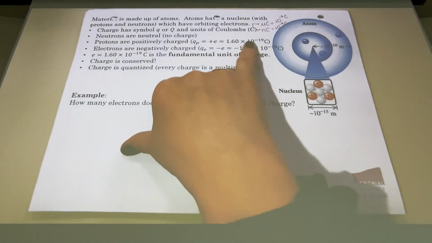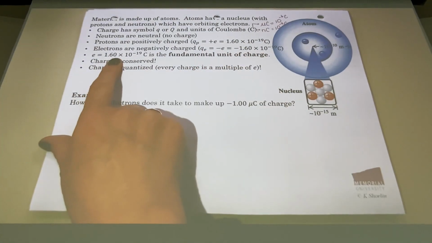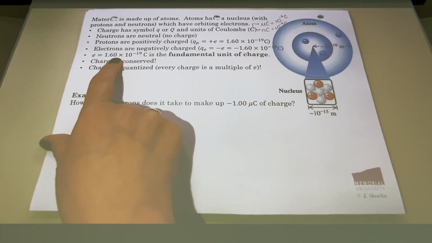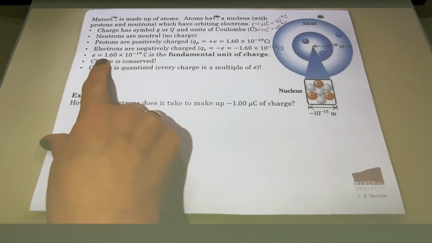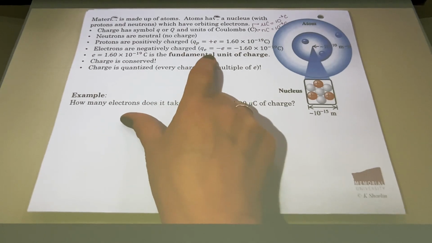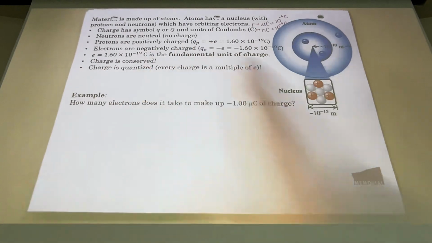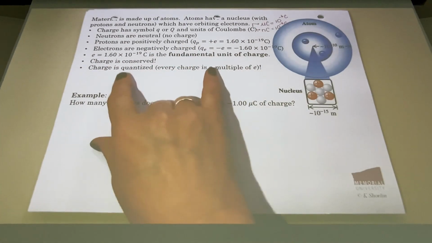I don't insist that you remember this value of the fundamental charge. Chances are good you'll probably start to remember it because we'll use this number a lot. So I would certainly give this value on a formula sheet or in a problem, but I do expect you to remember that protons are positive and electrons are negative. So you've got to remember that bit. I wouldn't tell you that on a test. So you have to remember which is positive and which is negative.